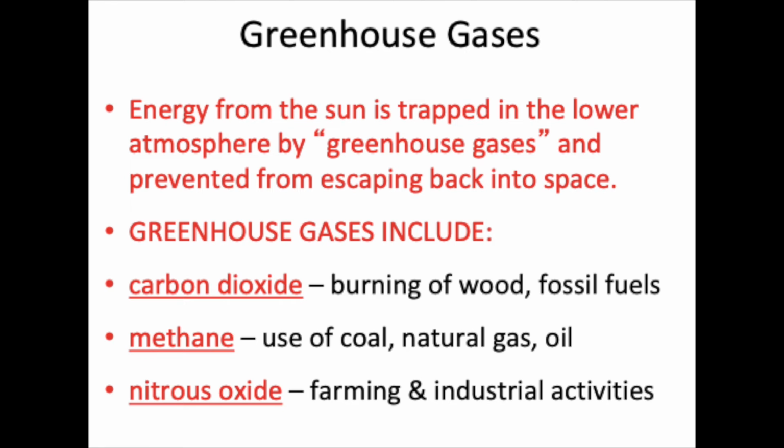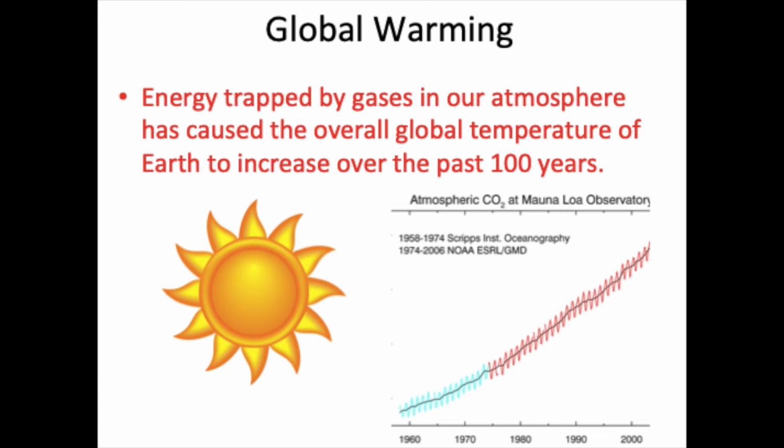Okay? Carbon dioxide, methane, nitrous oxide, they're good for the planet because they provide an area that we can comfortably live in. But too much of it can cause some changes, and we need to talk about those changes. So the energy trapped by gases in our atmosphere has caused the overall global temperature of the Earth to increase over the past 100 years.